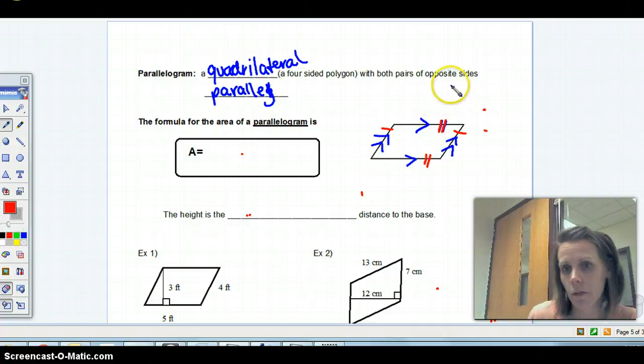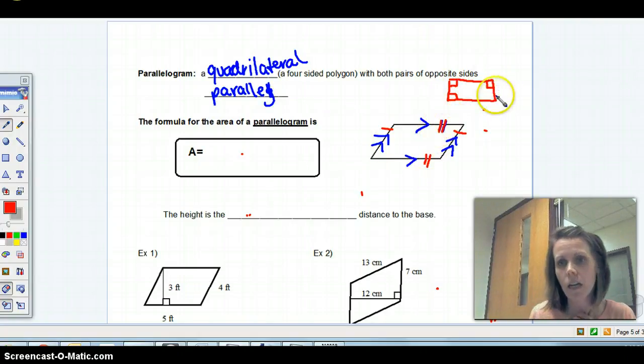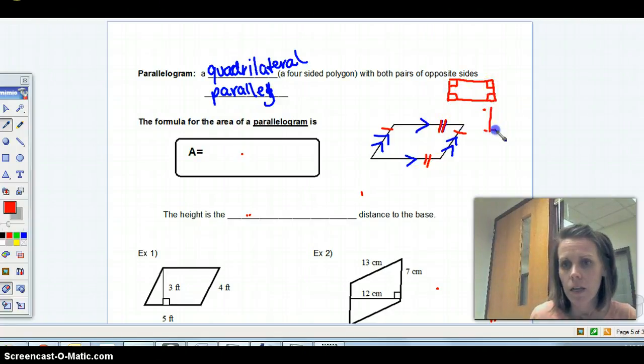Now, another type of parallelogram you might see is a rectangle. It has all the same rules, except you're going to see some right angles here, whereas this is kind of slanted on its side. Another type of parallelogram is a square, where all of the sides are exactly the same, and you have those right angles. Okay? Whew.